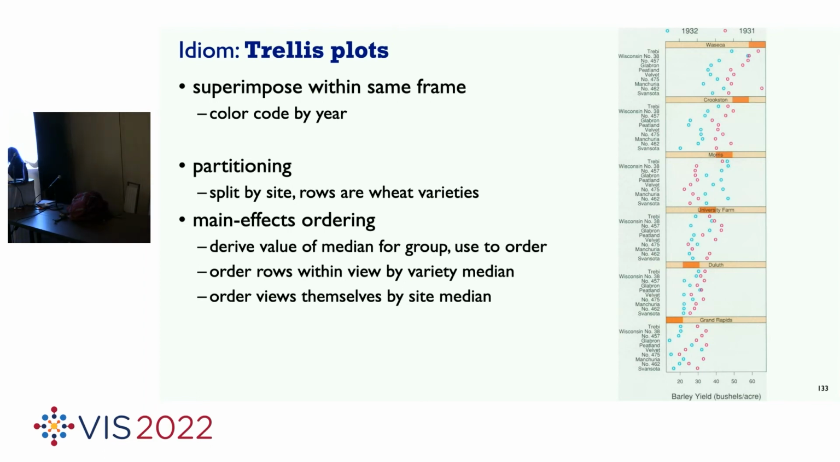This has a nice technique from Bill Cleveland called main effects ordering, where you figure out the median for the group and you use that to do ordering. So we both ordered the rows by the median of the variety within each of these views, and then the views themselves are ordered by the median of the site.